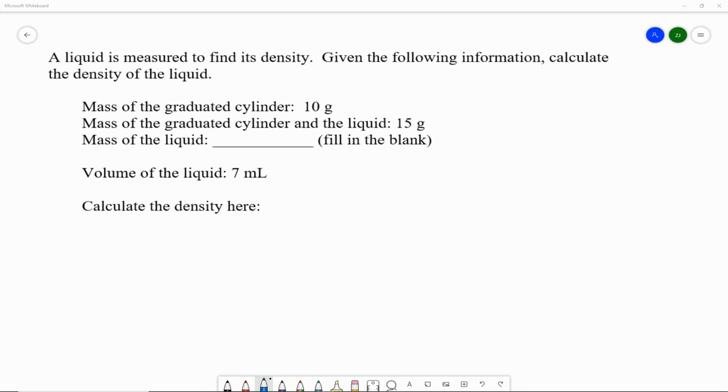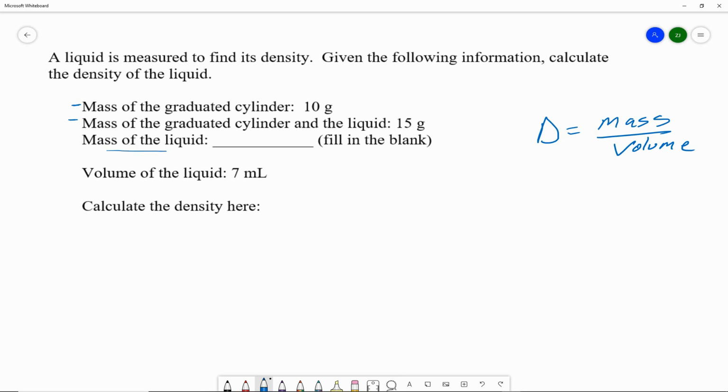All right, in our next question, we're going to actually calculate some density. So that means at some point you will need density equals mass divided by volume. So what I want you to do is read this question and I'm going to ask you a couple of questions about it that I want you to figure out. Okay, so if we want to calculate the density of this stuff, we need to know the mass. You see they have the mass of the graduated cylinder here. They have the mass of the graduated cylinder with the liquid. So how do we figure out the mass of the liquid?